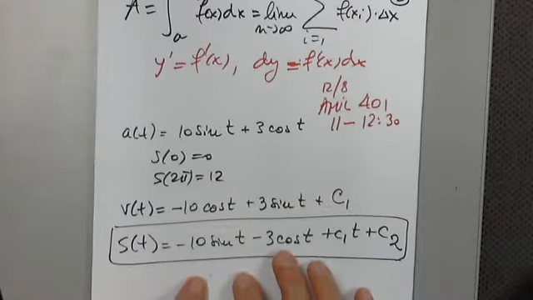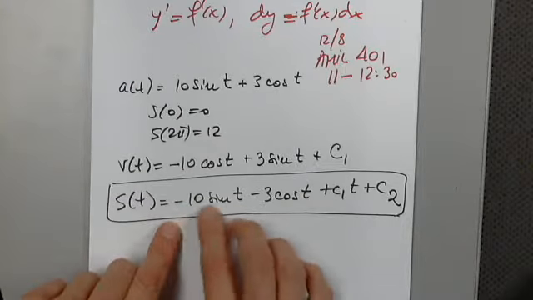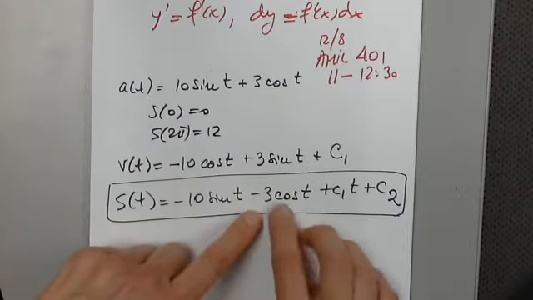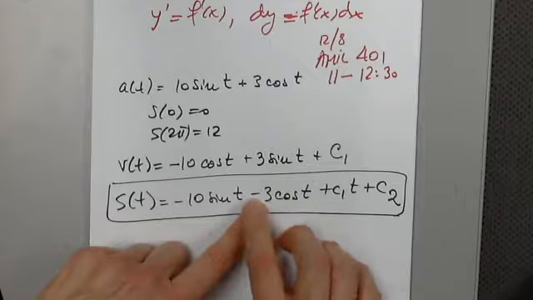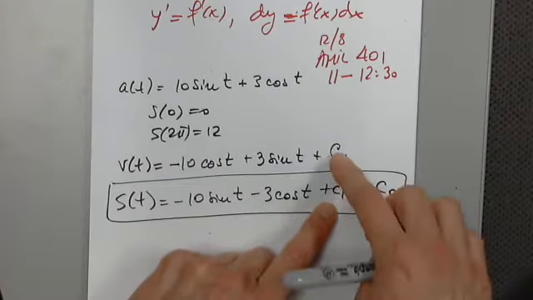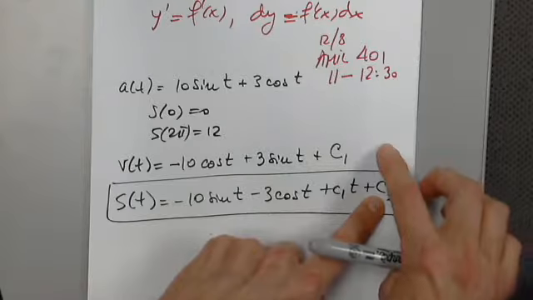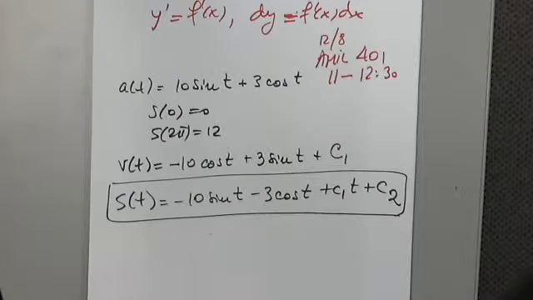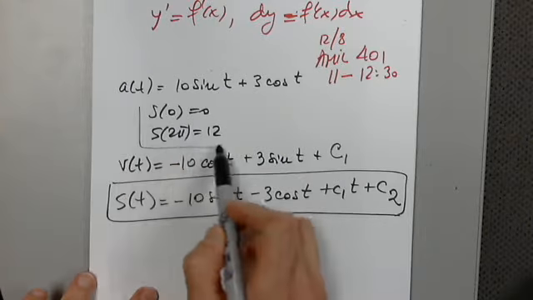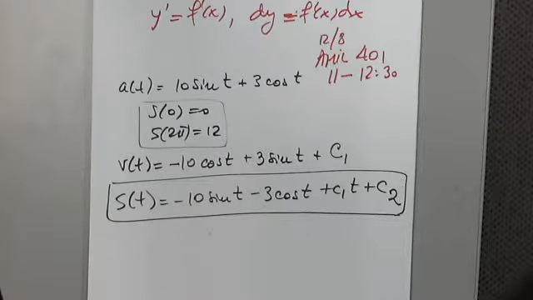Now from here, when I differentiate this, I get negative 10 because sine t prime is cosine. When I differentiate cosine, I get negative sine, but times negative in front will be this. When I differentiate this, I get c1. When I differentiate this, I get 0. Better? Yeah. Very good. So now I have two conditions, two pieces of information, given for this function.